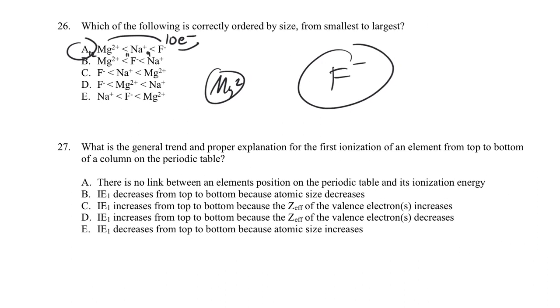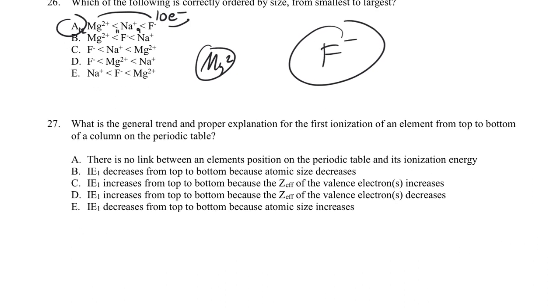What general trend, proper explanation, is there for the first ionization energy from top to bottom in a column? What is that trend? Generally, we get a slight decrease from top to bottom. We get an increase from left to right with a periodic inconsistency. You might remember the np1 and np4 have slightly lower ionization energies than you would expect, but attraction to the nucleus should increase from left to right due to the decrease in size and increase in effective charge.